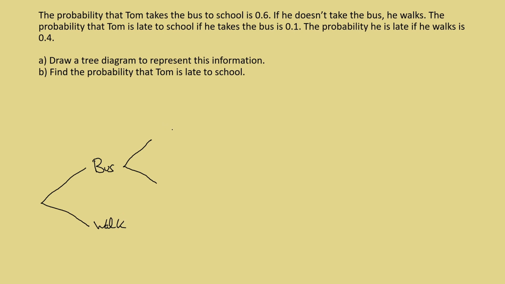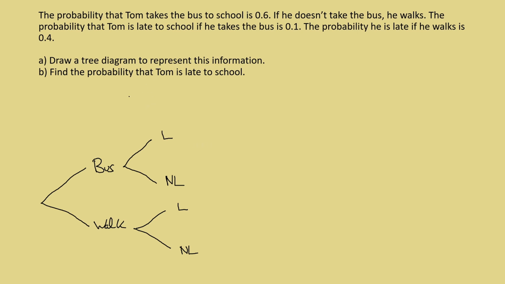So we can denote late by L and not late by an L with a bar. And then the probability he is late if he walks is 0.4. So again, after he walks, he can either be late or not late. Excellent. So that's the first part of drawing the tree diagram. Now we need to write down the probabilities.